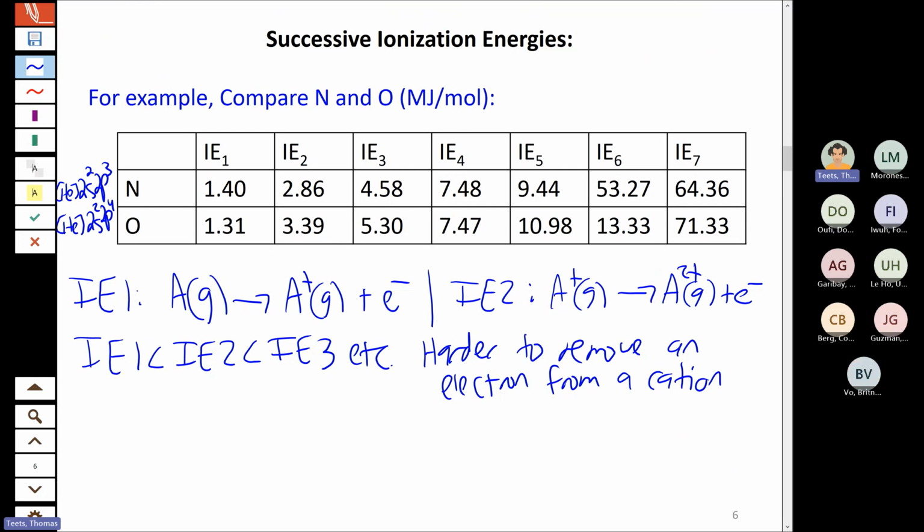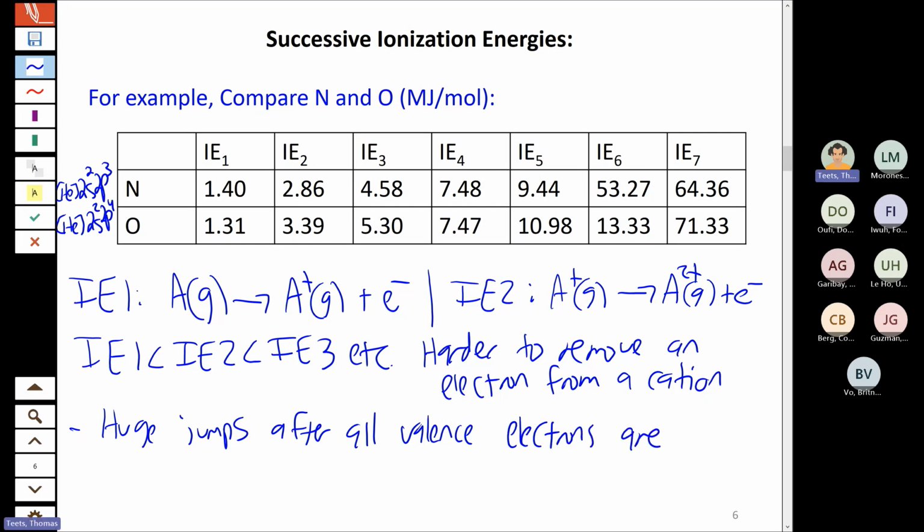So what you'll see if you compare these trends is that there's going to be huge jumps in ionization energy after all the valence electrons are removed. So you can use charts like this, you can use data like this to predict how many valence electrons an atom would have and identify it in this way.